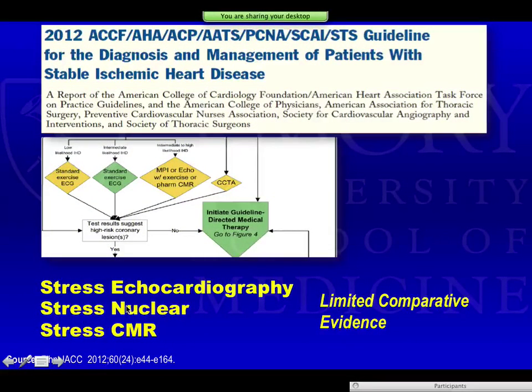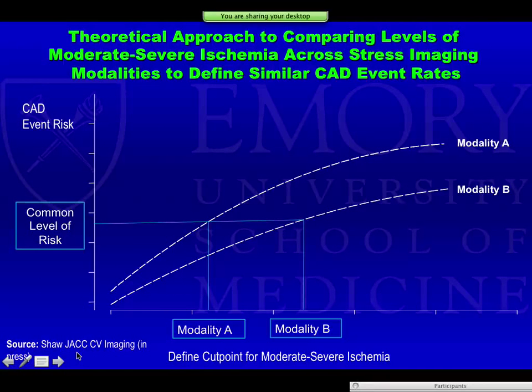In the next few slides, I'm going to go through each of the imaging modalities that we included in the ischemia trial. Unfortunately, suffice it to say that we have very limited comparative evidence across each of these modalities. So we are going to have to apply some risk-based decision-making in terms of understanding what is a comparable amount of ischemia, which is not an easy task.